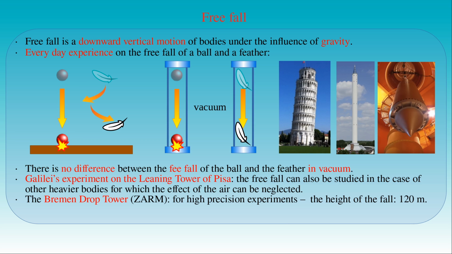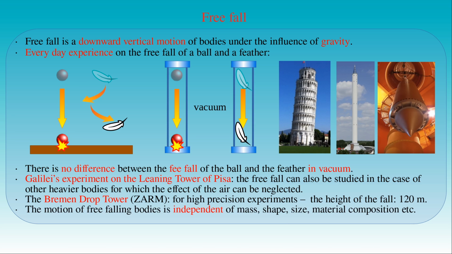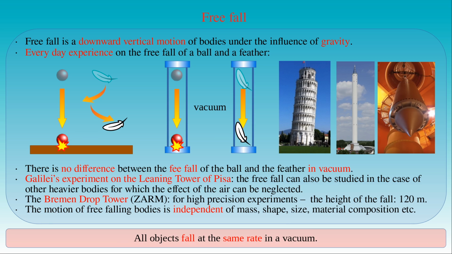Such experiments can demonstrate that the motion of free-falling bodies is independent of the mass, the shape, the size, the material composition and other properties of the bodies. Then the law of free fall states that all objects fall with the same rate in a vacuum. This statement is in contrast with the long-standing view held by Aristotle, who claimed that heavier bodies fall faster than lighter ones do, based on such observations like the turbulent motion of the feather in the air.